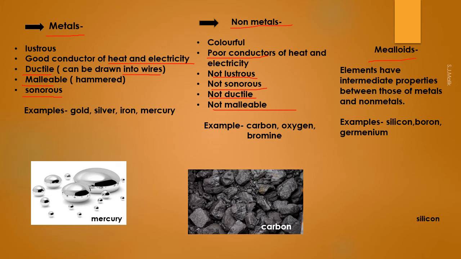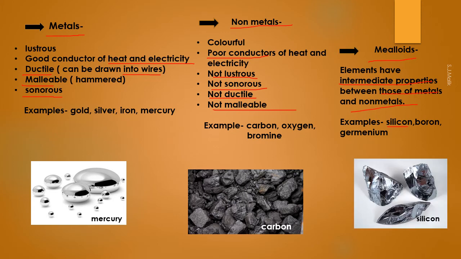Now metalloids. Some elements have intermediate properties between those of metals and non-metals, and they are very special substances. They are called metalloids. That is silicon, boron, and germanium. That is the picture of silicon.